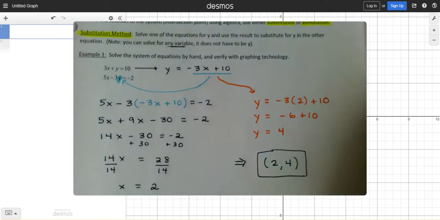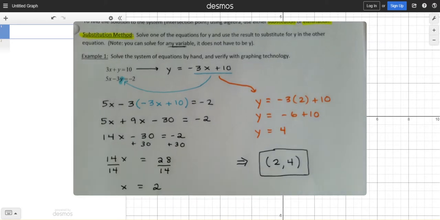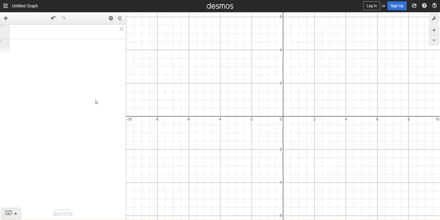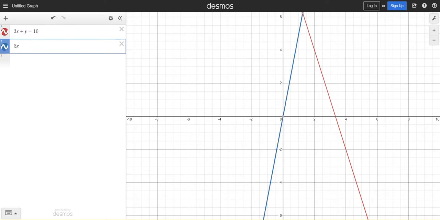All right, we're going to check out our two lines, right? These are just two linear equations, x and y are to the first power. We're going to check those out in Desmos. We're going to graph them, and we're going to see if (2, 4) really is the intersection point. Fortunately, for all of us, we can put equations into Desmos without solving them for x or y. We can type them in just the way they were given to us. 3x plus y equals 10. First line. And the second line was 5x minus 3y equals negative 2.